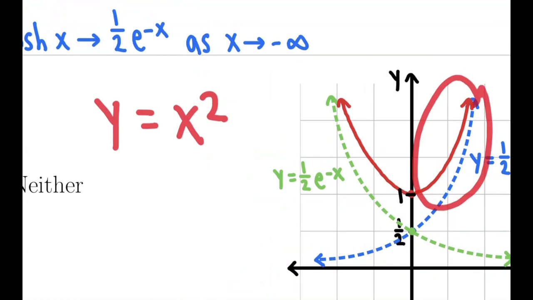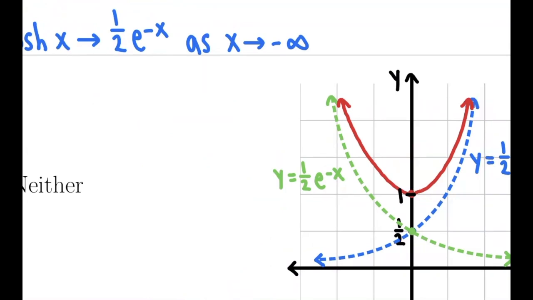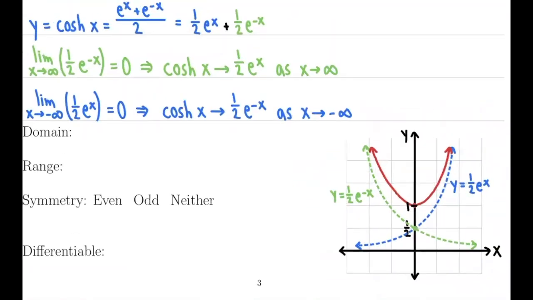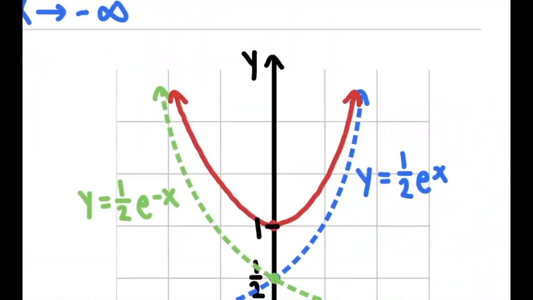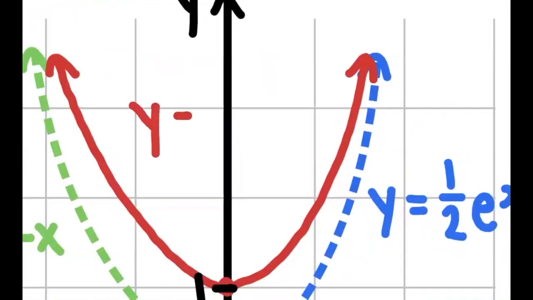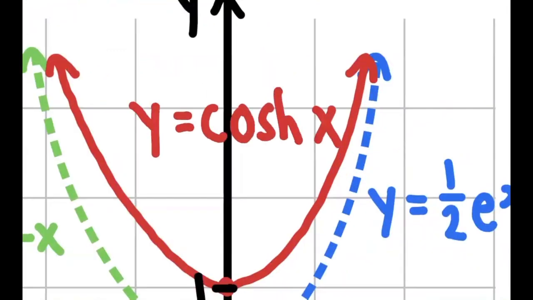So it's much more powerful than just y equals x squared, some kind of quadratic function. But that's the graph of cosh. So now let's look at the properties of this function. What does the domain look like? Oh, by the way, let me label this. This is y equals cosh of x.